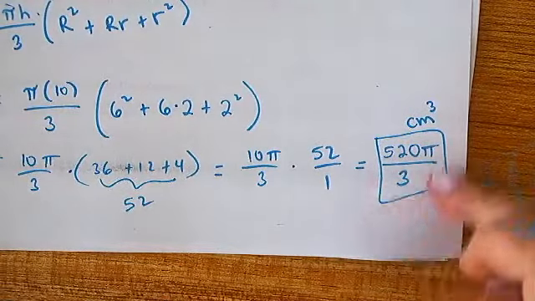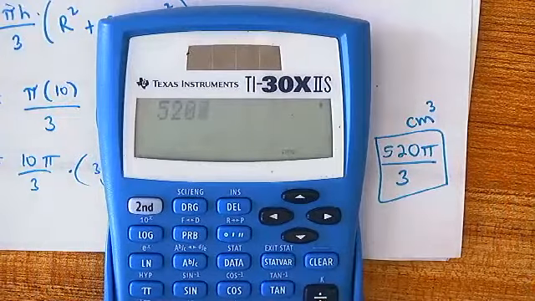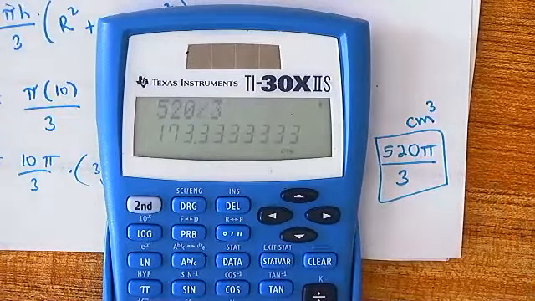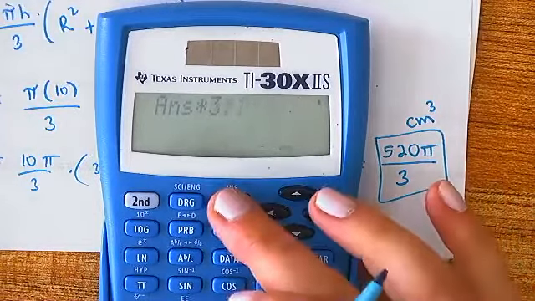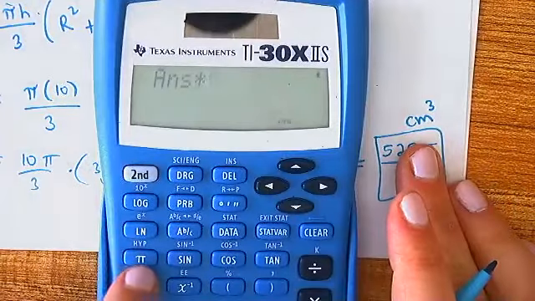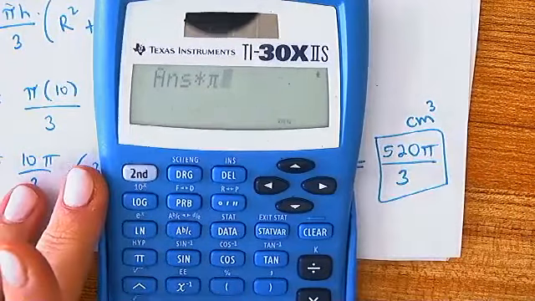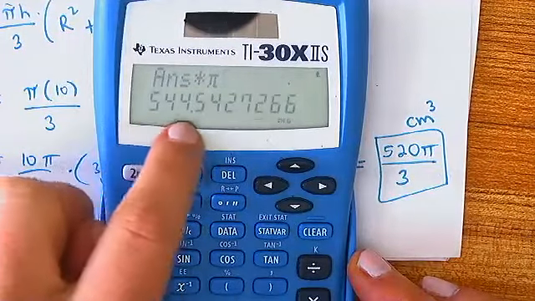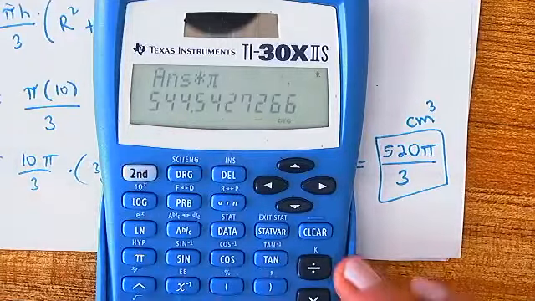If you were to find the decimal version of this, I would do 520 over 3 first, okay? And instead of multiplying that by 3.14, multiply it by the pi button. Every calculator has one, because that'll give you a way more accurate answer. So it's approximately 544.5 centimeters cubed. Okay.